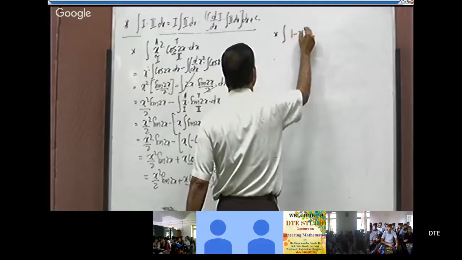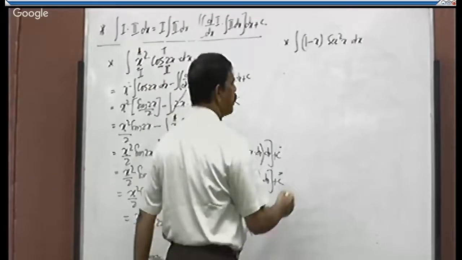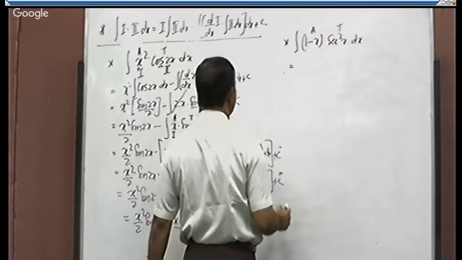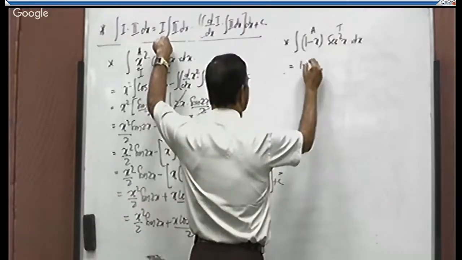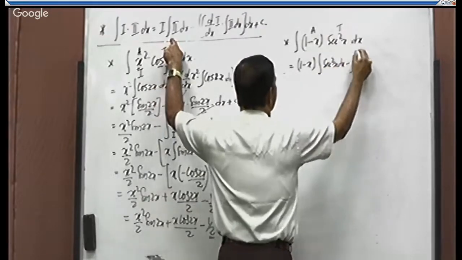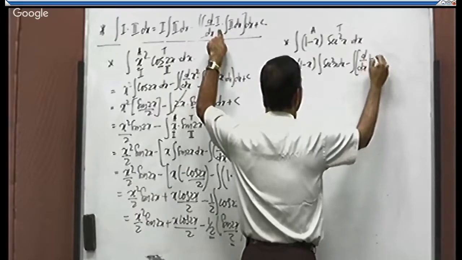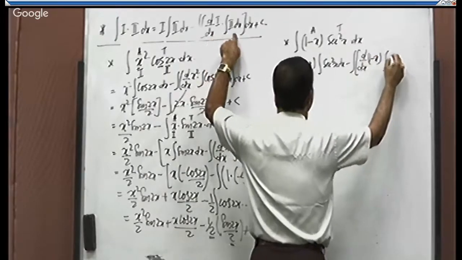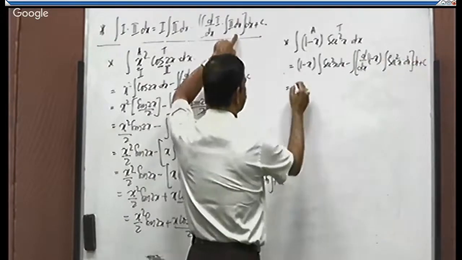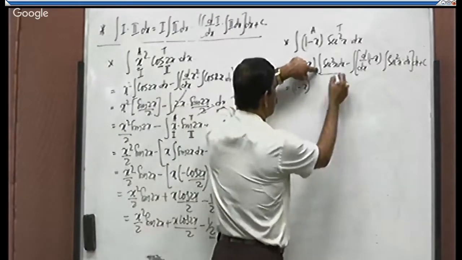Integration of (1 minus x) into secant square x dx. (1 minus x) into secant square x dx. So the whole bracket will be what? Algebraic. This will be the trigonometric. Write according to the formula. What is the formula? First function into integration of second function. First function is (1 minus x) into integration of second function secant square x dx minus integral of d by dx of first, that is (1 minus x), into integration of second, that is secant square x dx, close the bracket, dx plus c. Keep (1 minus x) as it is, we don't have any symbol, differentiation or integration. Then we have the integration symbol, means you have to integrate.